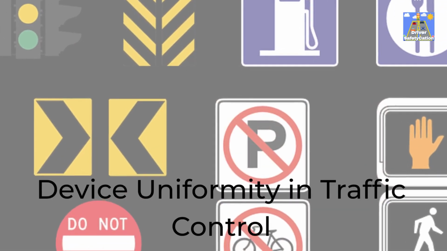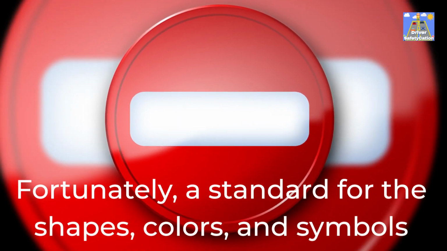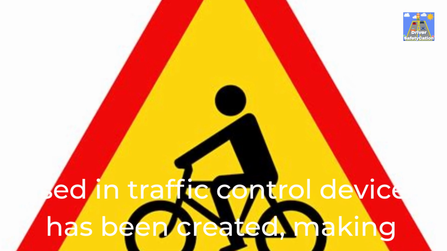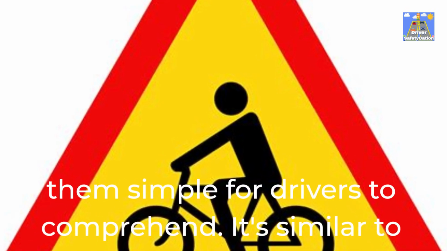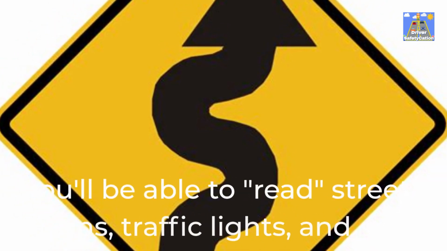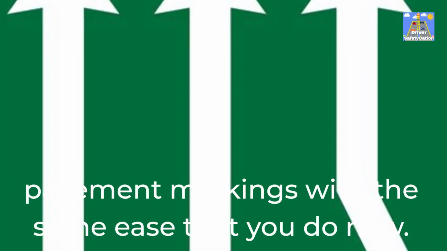Device uniformity in traffic control. Fortunately, a standard for the shapes, colors, and symbols used in traffic control devices has been created, making them simple for drivers to comprehend. It's similar to learning a language to acquire these criteria. Soon, you'll be able to read street signs, traffic lights, and pavement markings with the same ease that you do now.